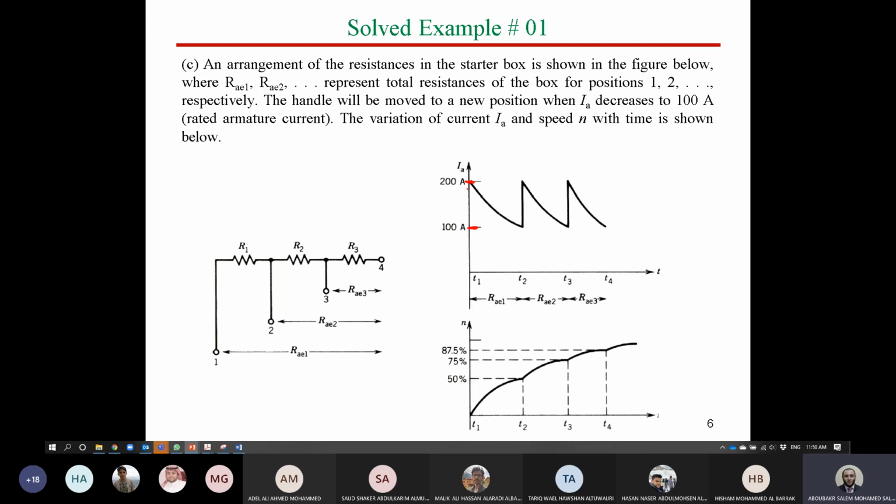So I will leave this part for you to read, and if you need any discussion, next class we can continue on this, inshallah. Right. Any question? Any question?